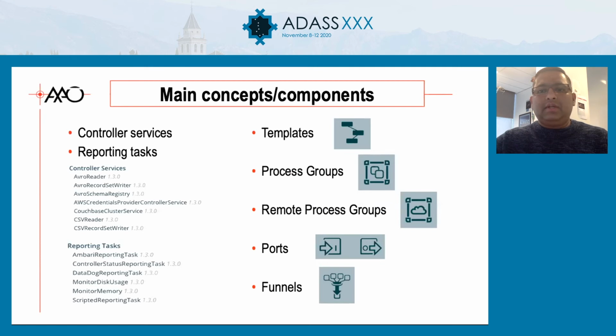I mentioned them before, the process groups and remote process groups, which allows you to group together certain data flows. So when things get complex, you can have different groups and remote groups. They are connected via input and output ports. And we have funnels to combine multiple connections into a single connection.